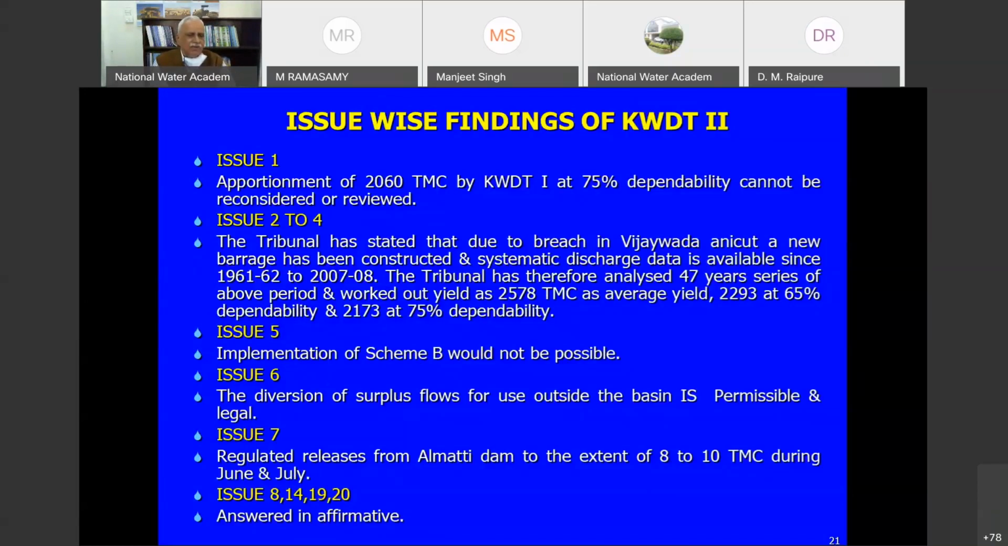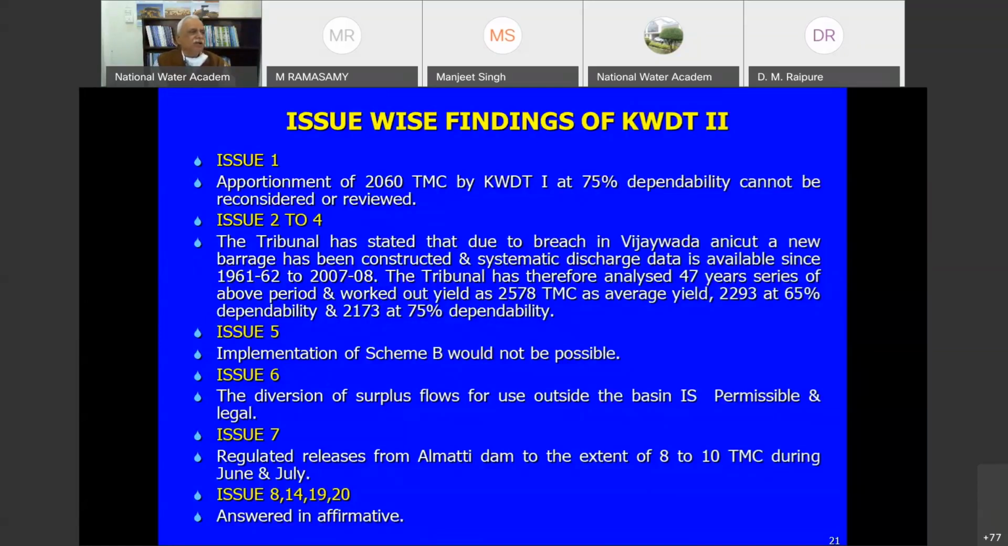Therefore, he is of the opinion that 2600 TMC should now be allocated. The state of Karnataka has selected a series of 50 years, from 1948-49 to 1997-98. And considering this 50-year series, they have advocated that the flows up to 2647 TMC can be apportioned by this honorable tribunal.